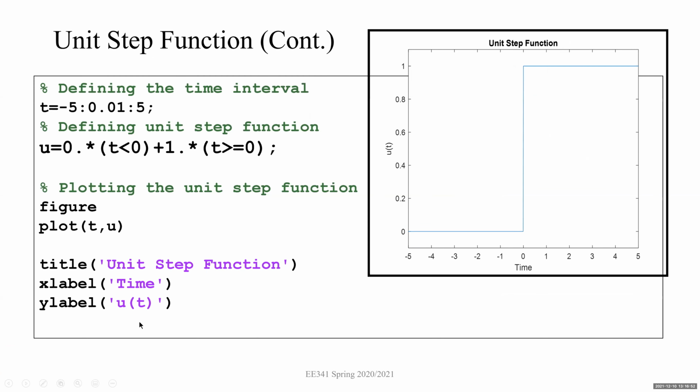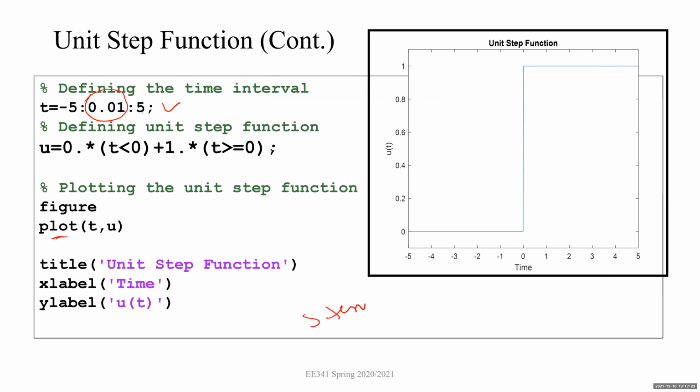Then how to plot a unit step function? The first step is defining the interval, which is from -5 to 5, and then here, as I'm going to plot a continuous function, I have to give this increment. In the stem or discrete, I don't have to give the increment; it will by default take 1. But in the continuous, I have to give the interval.